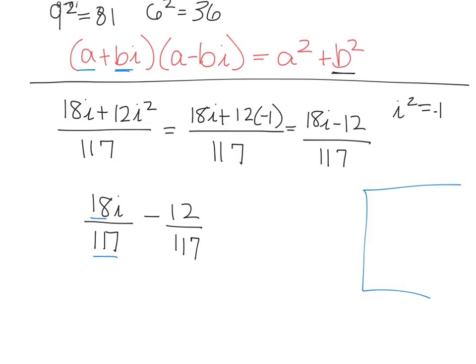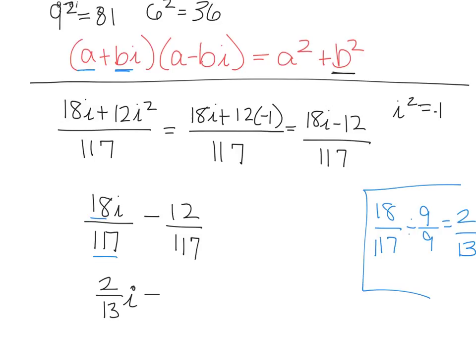So over here, I'm going to reduce both the 18 and the 117 by dividing by 9. 18 divided by 9 is 2, and 117 divided by 9 is 13. So that fraction reduces to 2 over 13. So I can rewrite this as 2 over 13 i.